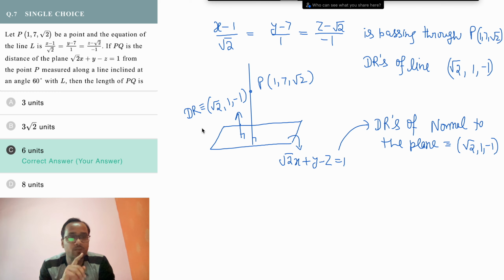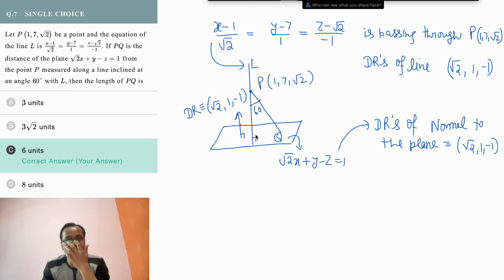Okay, so now let me read the question once again. The point (1, 7, root 2) is the point P. There is a line, this is the line given. PQ is the distance of the plane from the point P measured along the line inclined at an angle of 60 degrees with the line L. This is line L. That means PQ is the distance of the plane from the point P at an angle of 60 degrees.